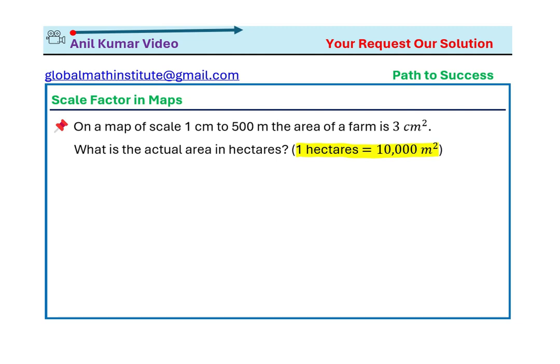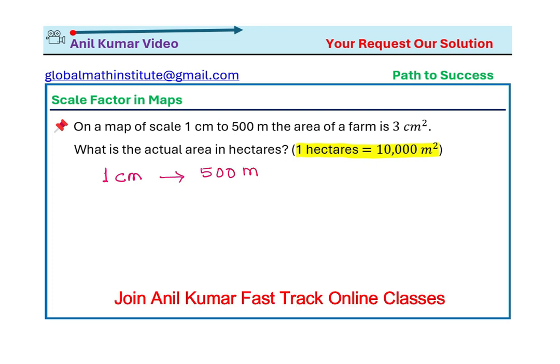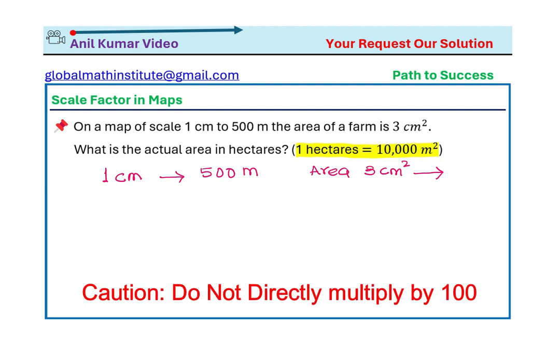question for us. Remember, we are talking about two things. One is the scale, which is linear, 1 centimeter, and that gives you 500 meters. On the other side, we have area, which is 3 centimeters square. And we need to find how much that actually should be. You've understood the question, right? So the scale factor is 500.